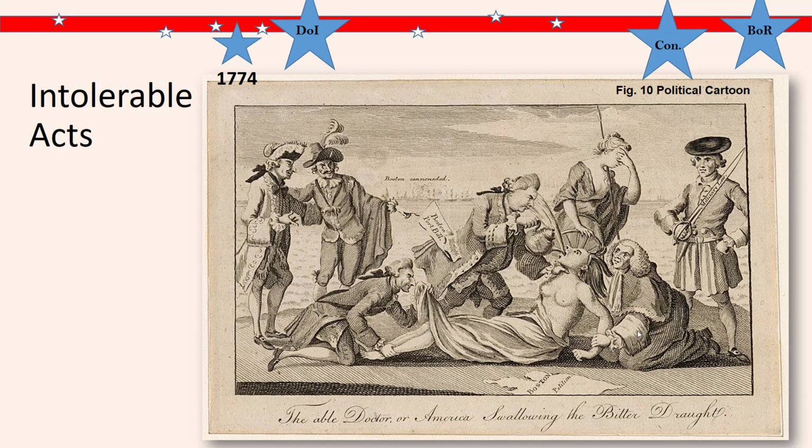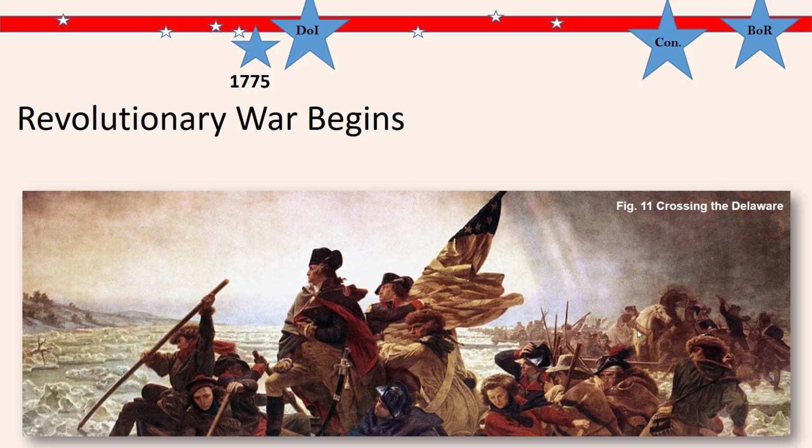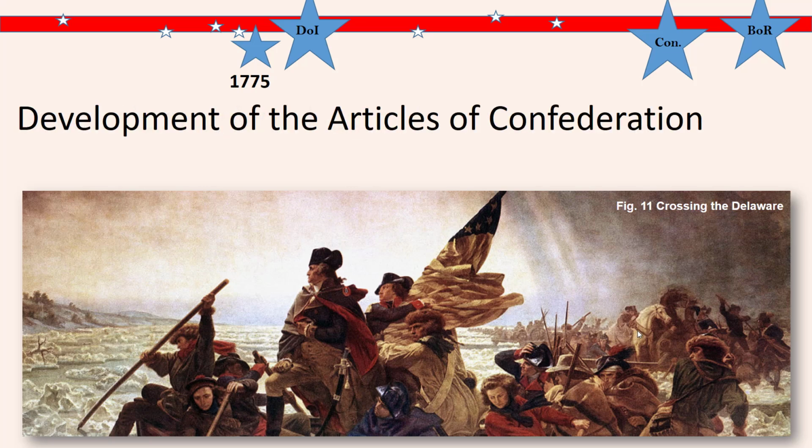So a number of things happened, and this is just really leading us toward the Revolutionary War, which will officially begin at the battles of Lexington and Concord in 1775. During this wartime, there was a need for greater collaboration and unity among the different colonies.